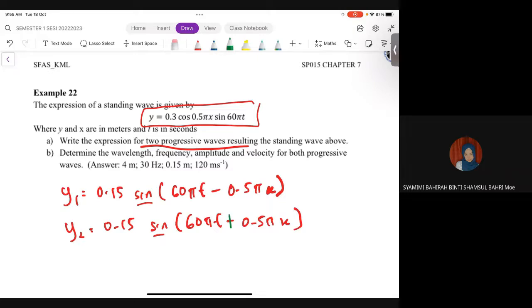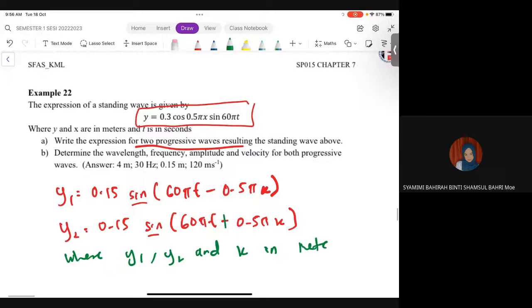Lepas tu jangan lupa fizik kena ada unit. Tulis unit. Where y1, y2 and x in meter, t in second. Boleh? Boleh, madam.